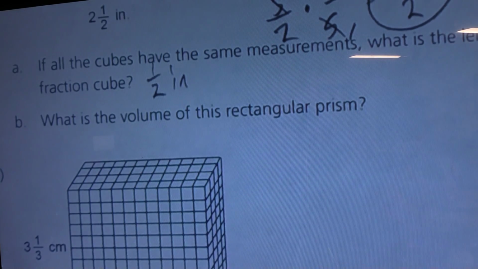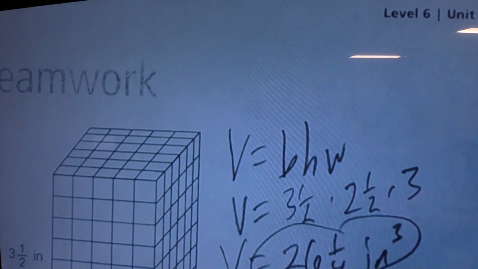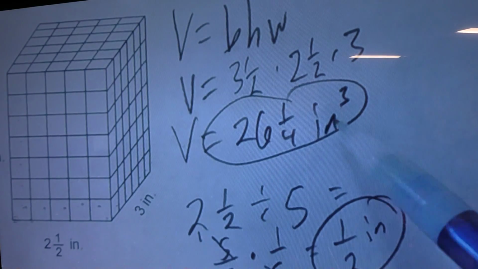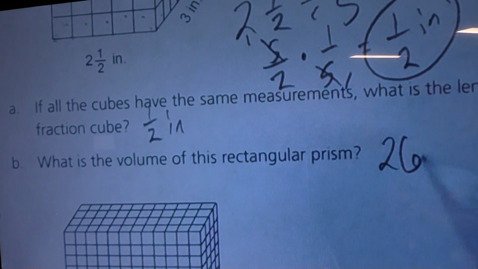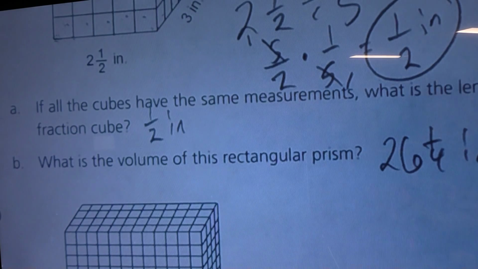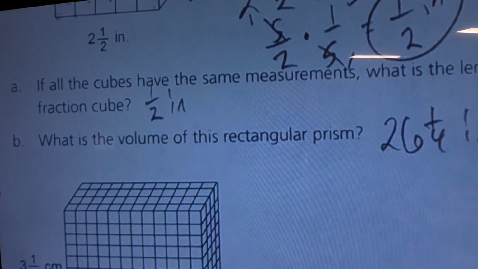Okay. And then what's the volume of this rectangular prism? I found the volume to be 26 1/4 inches cubed. So I would say the volume of it is 26 1/4 inches cubed. Now, I guess I could have gone to the time of writing a sentence, but I want to make this video very quickly so that I can upload it and they can use it tonight to help them with homework.